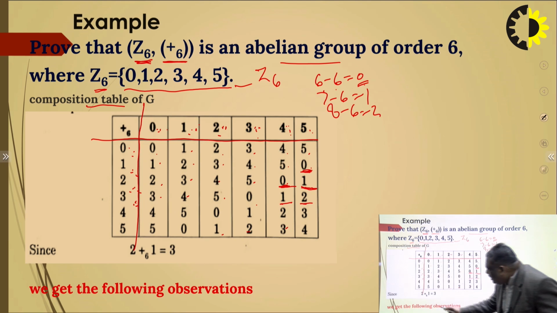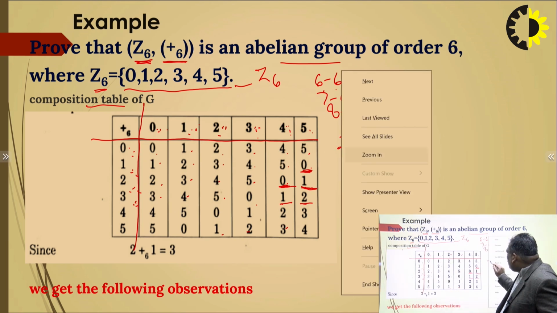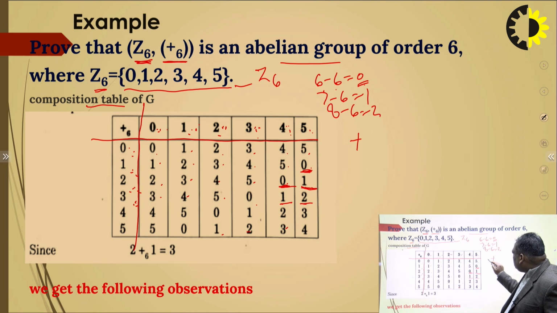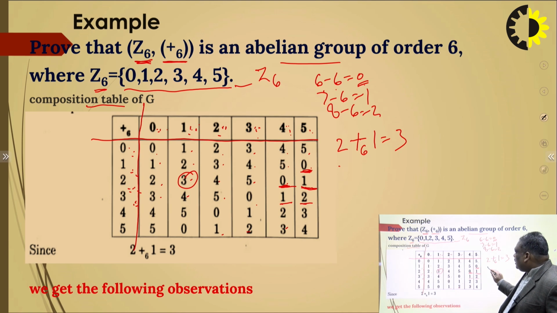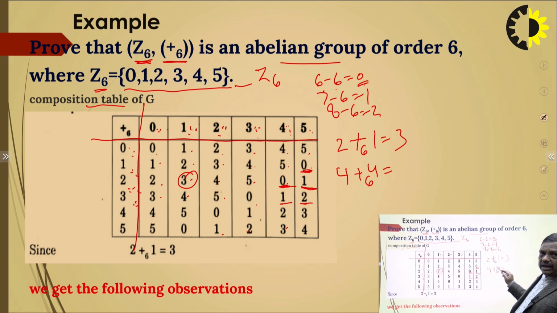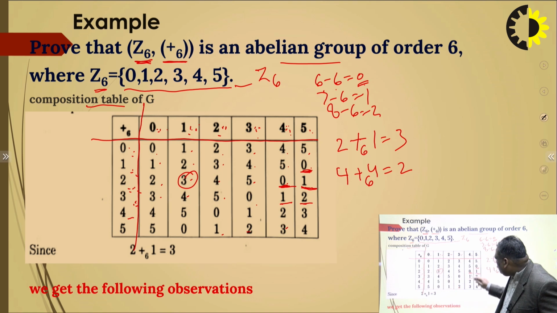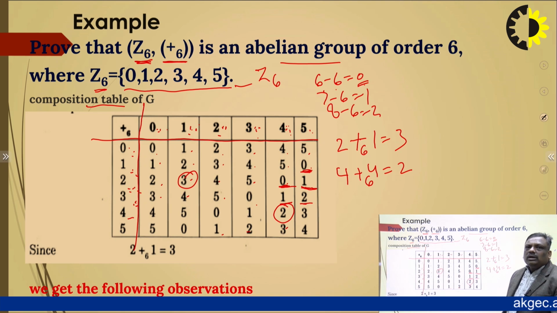So, when we apply 2 plus 1 under modulo 6 here, the result is equal to 3. 2 plus 1 is equal to 3. Again, 4 plus 4 under modulo 6. So 4 plus 4 is 8, 8 minus 6 is equal to 2. So with the help of the composition table, 4 and 4, this one is a 2. Result is 2.